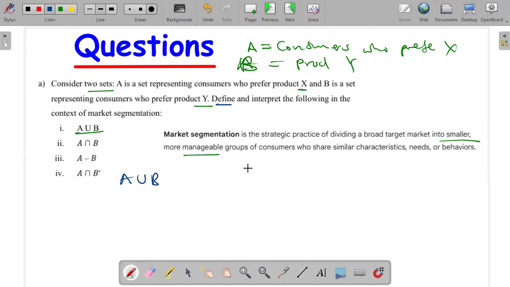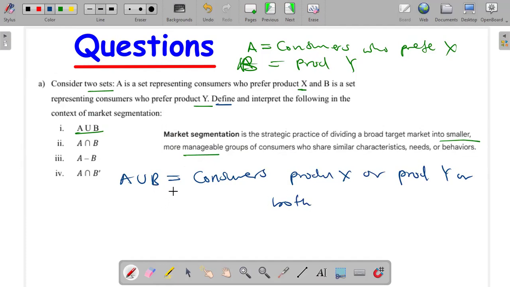So our A union B is just consumers, because here we're looking at consumers, who prefer product X or prefer product Y, or they prefer both the products X and Y. That's what the union is going to mean. So this means consumers who prefer product X, or product Y, or both the products. That is what the union means in this context.